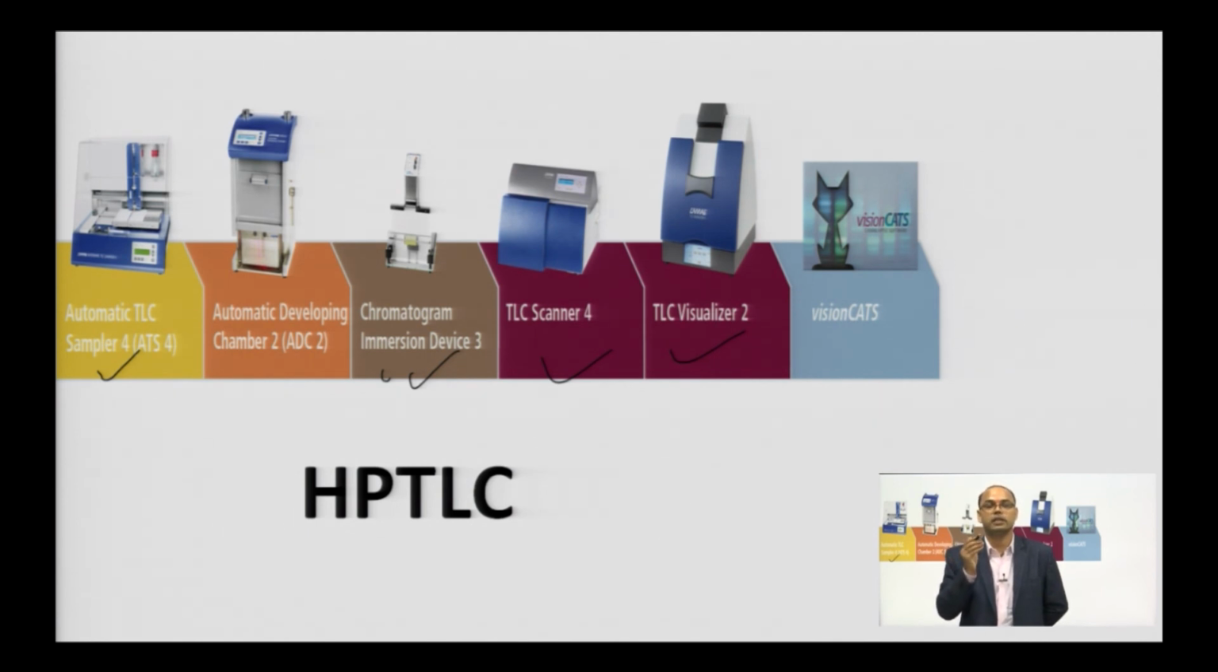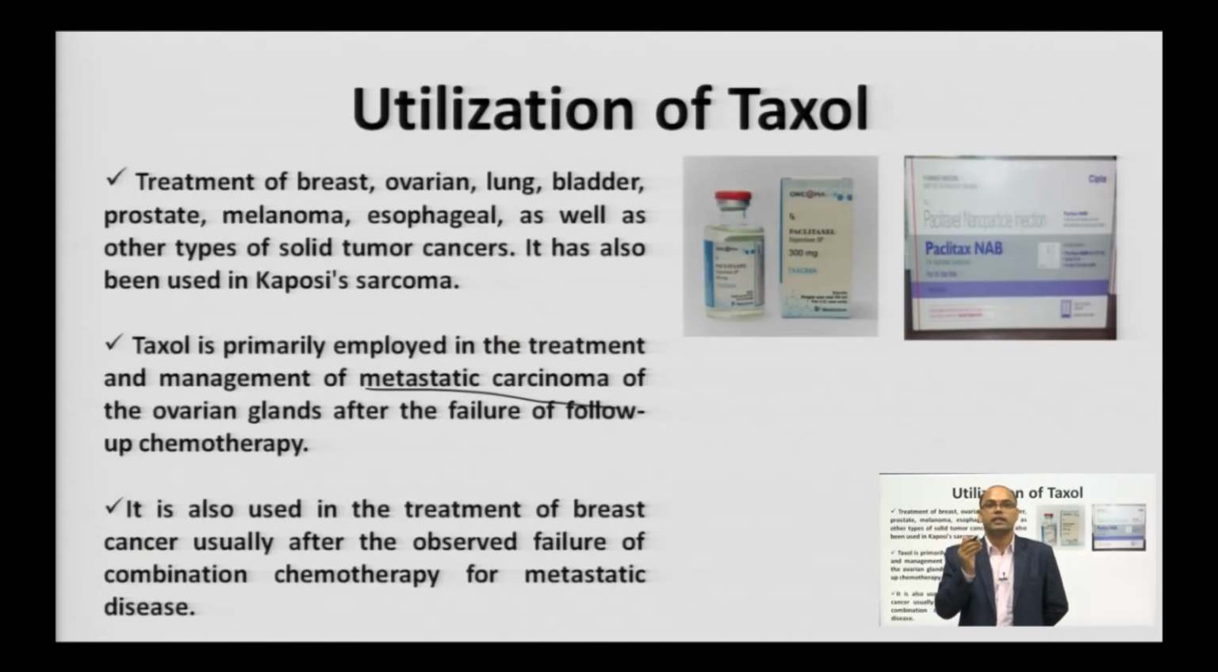So, HPLC techniques are the technique of choice for analysis of your herbal drug samples in herbal drug research. Regarding utilization, we have already seen that Taxol is used in the treatment of various solid tumor cases, like breast, ovarian and lung cancer, bladder and prostate cancer, melanoma, esophageal cancer, as well as other types of solid tumors. So these are the various utilization patterns of Taxol.